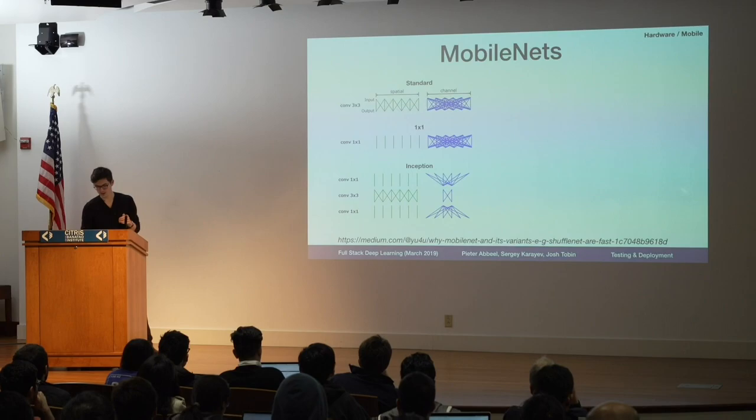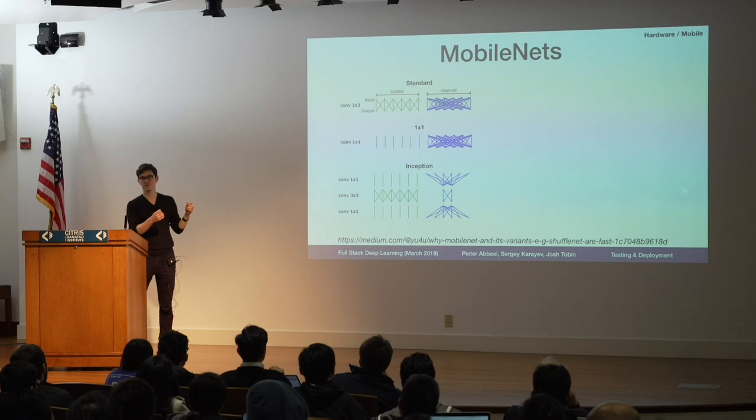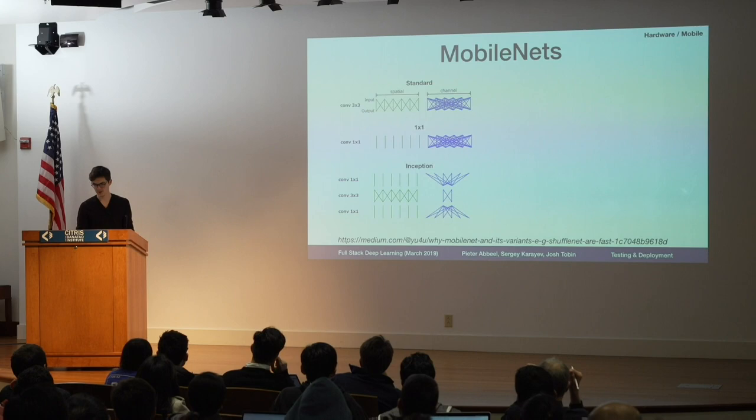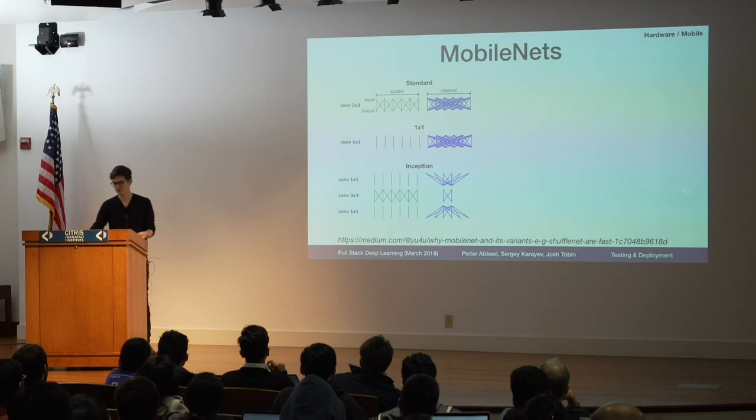And then an Inception network has a 1x1 convolution, then a 3x3 convolution, and then a 1x1 convolution. The effect of it is to essentially reduce the number of cross-channel connections. Because the 1x1 convolution reduces the channel dimension down, the 3x3 convolution is faster because it doesn't have to connect so many channels. And then you expand it back up to the original channel dimension.